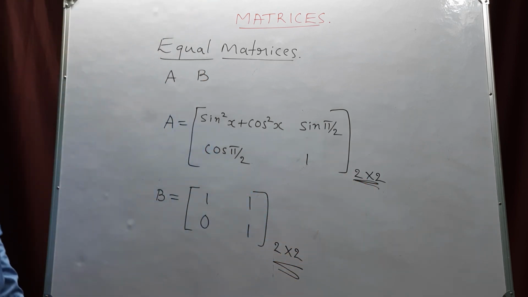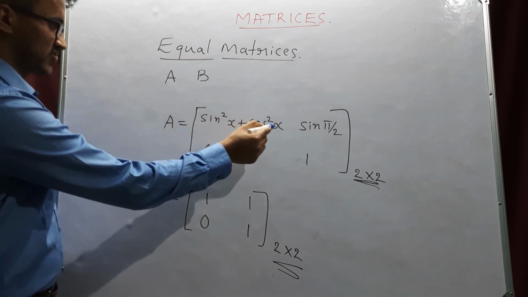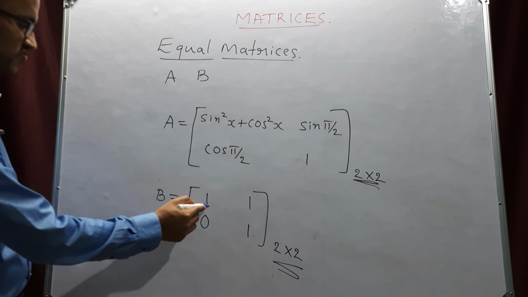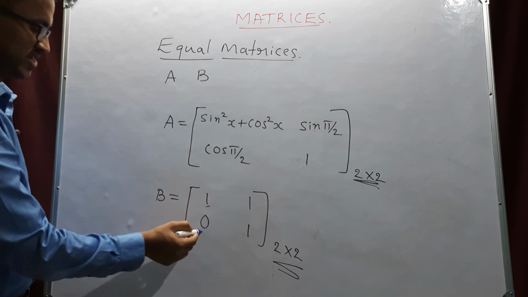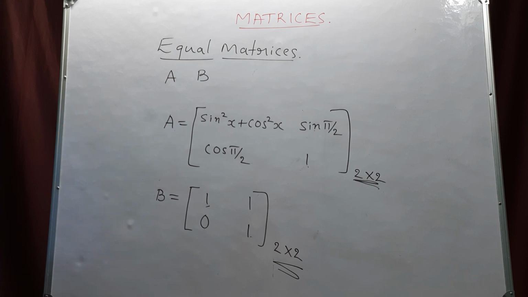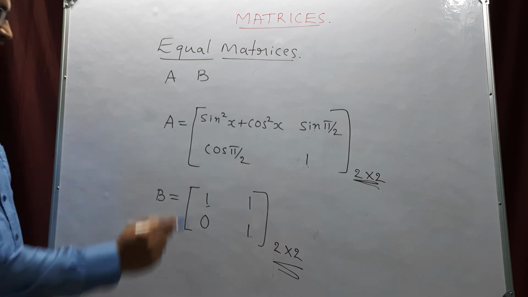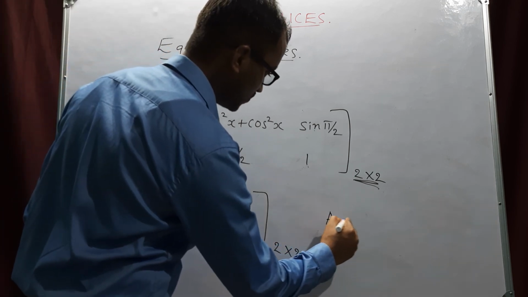As for the corresponding elements, we know the value of sin square x plus cos square x is 1. Sin pi by 2 is 1. Cos pi by 2 is 0. And this is 1. So the corresponding elements are also the same. So we can say that matrices A and B are equal, and we write it like this: A equals B.